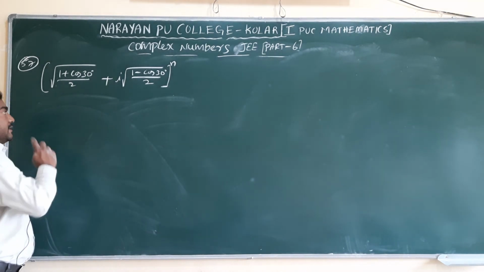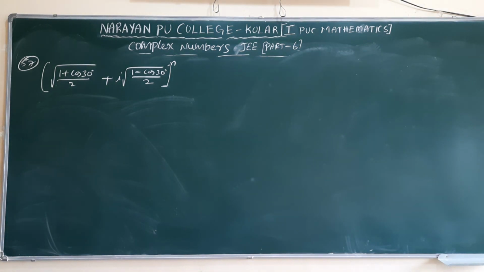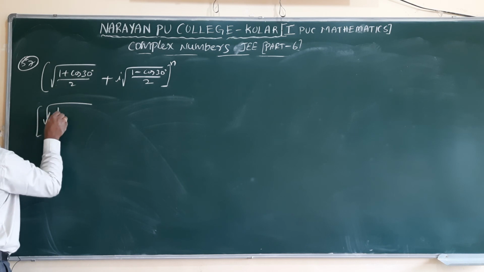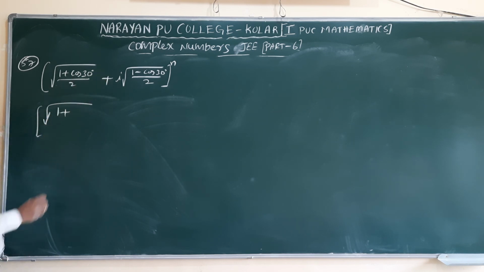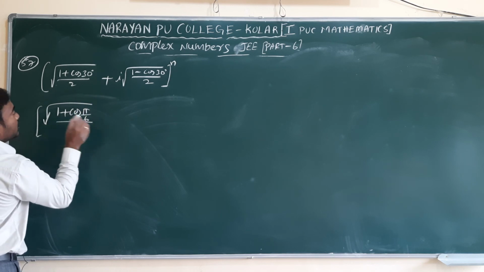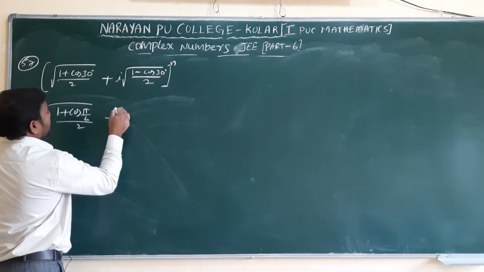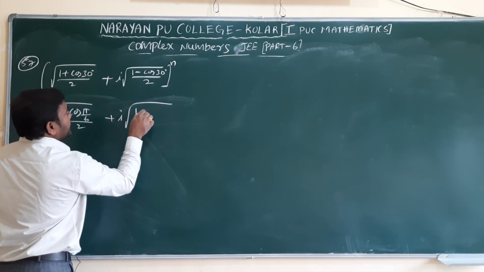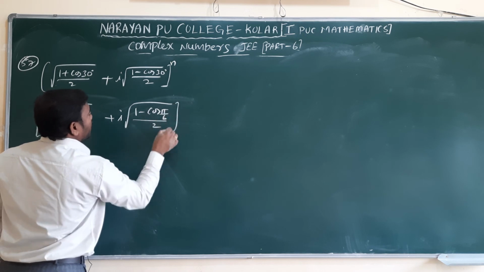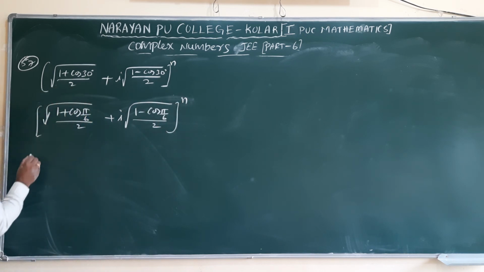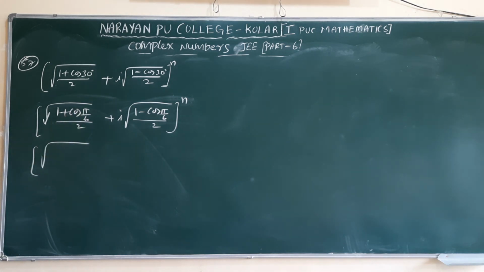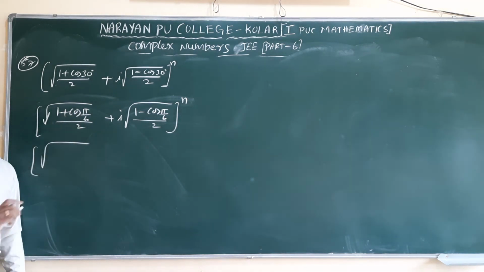Sorry, that method is very lengthy. We can do another method. Here, square root of 1 plus cos 30 degree, in terms of radians cos of pi by 6 by 2, plus i sin of 1 minus cos of pi by 6 divided by 2, whole power n. Here it can be written as square root of 1 plus cos theta is 2 cos square theta by 2.